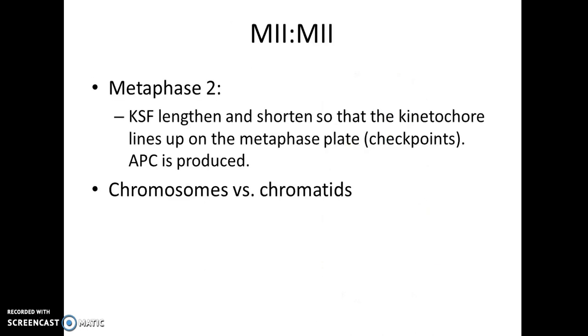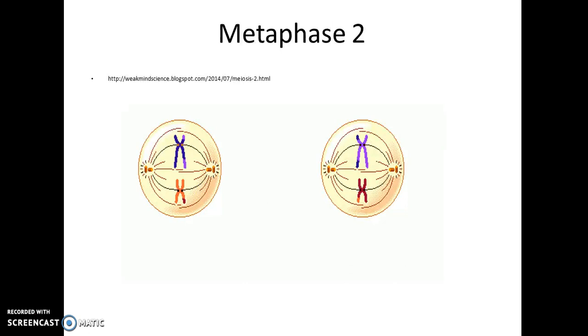In metaphase 2 of meiosis 2, the kinetochore spindle fibers lengthen and shorten so that the kinetochores line up on the metaphase plate, and that is a checkpoint. APC is produced. Again, that should sound familiar because we've been saying the same thing over and over again. In this case, we have still two chromosomes, and we still have four chromatids. Draw the picture. This is metaphase 2.